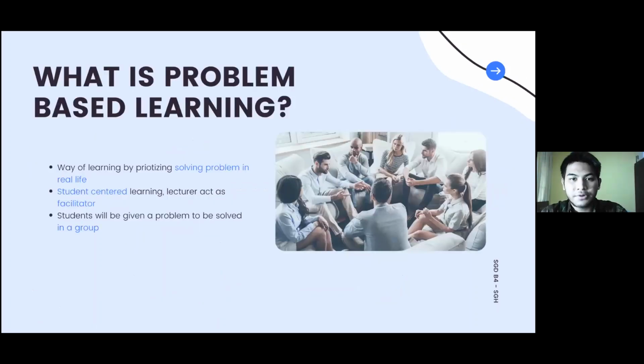What is problem-based learning? Problem-based learning is a way of learning by prioritizing solving problems in real life. This way of learning no longer makes the teacher or lecturer the learning center, but it is the students who are required to be able to solve their respective problems through discussion with their friends. In contrast to the conventional learning system, which still makes the teacher the center, in problem-based learning the students will be the center and the teacher or lecturer is only a facilitator.